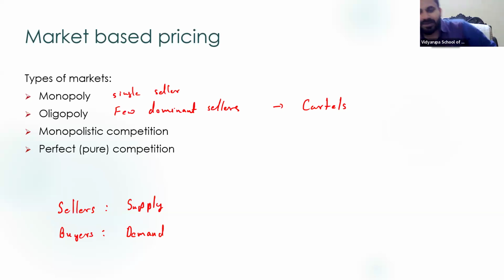So there, cartels might be formed. Now, what is a cartel? It is the dominant players coming together and forming, in most cases an illegal, otherwise informal, arrangement or agreement with each other. So they will fix prices based on the cartel. That's the oligopoly market.